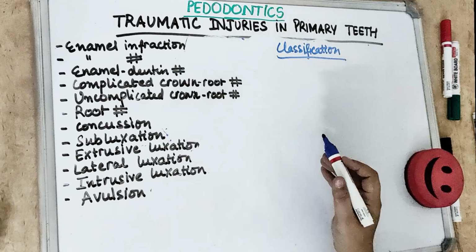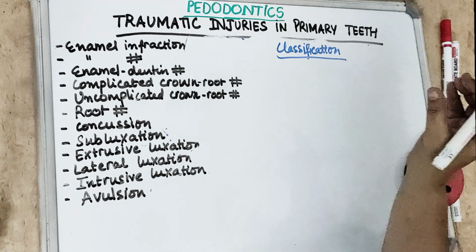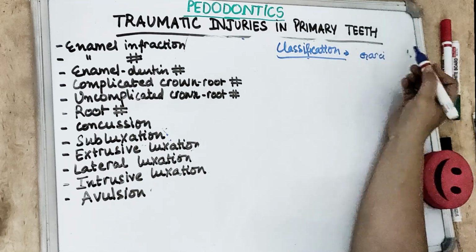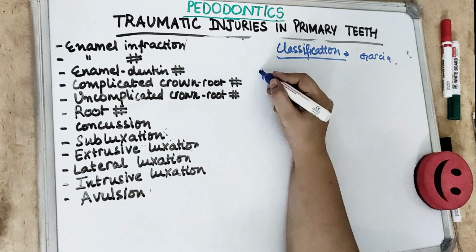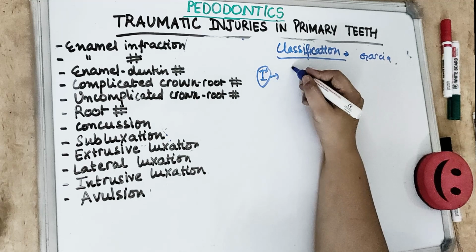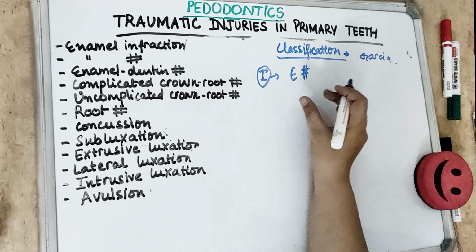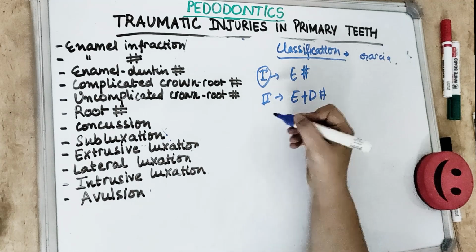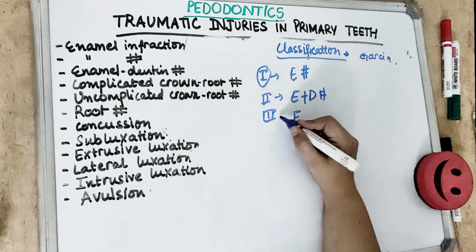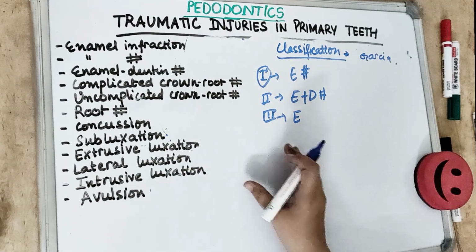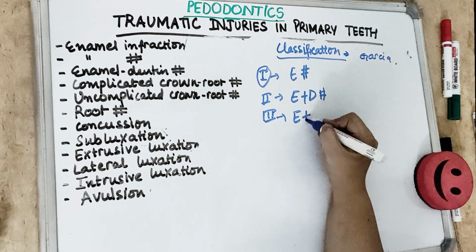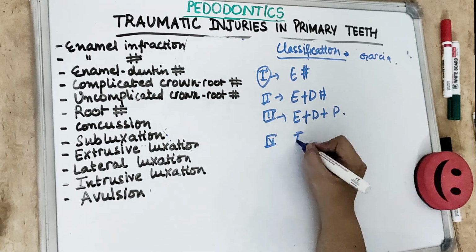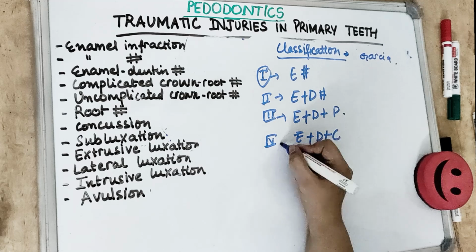So the classification which we are talking about is the classification of the fracture of primary teeth, which is given by Garcia in 1981. So class 1, which is the fracture of the enamel. Class 2 is where there is enamel plus dentin fracture. Now class 3, it's more like Ellis classification, but it will get different. So this is enamel plus dentin plus the pulp. Now class 4 is when there is enamel, dentin plus cementum sometimes.